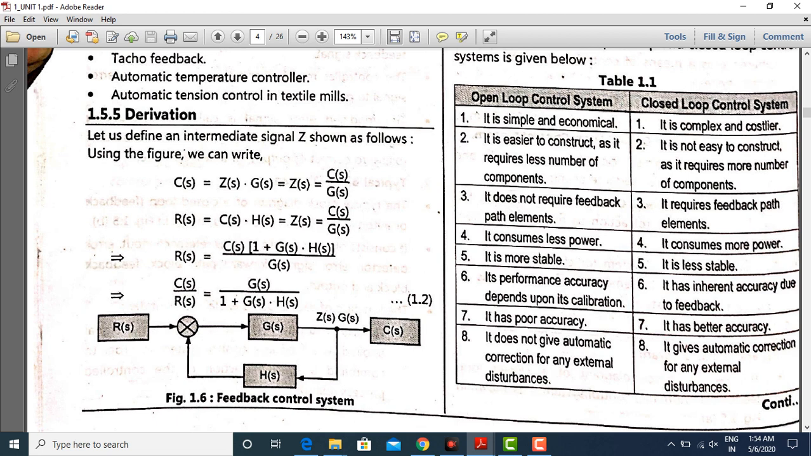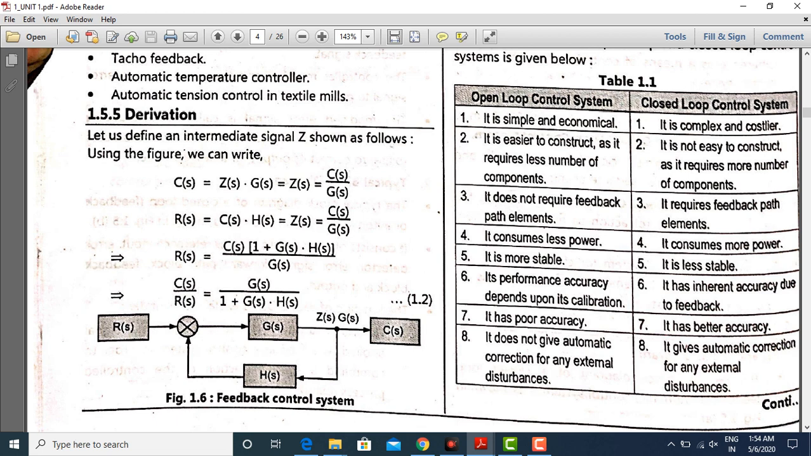Fourth point, open loop consumes less power. Closed loop consumes more power. Fifth, open loop is more stable. Closed loop is less stable. Sixth point, open loop performance accuracy depends upon the calibration. Closed loop has inherent accuracy due to feedback. Open loop has poor accuracy. Closed loop has better accuracy.